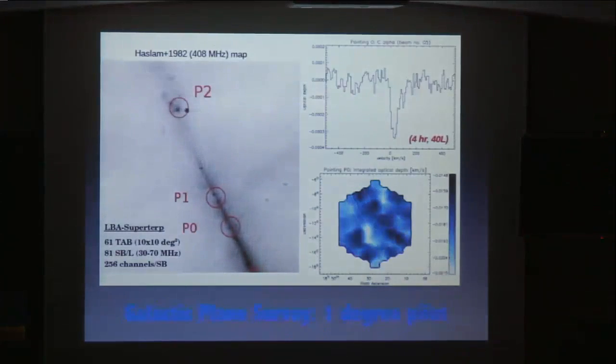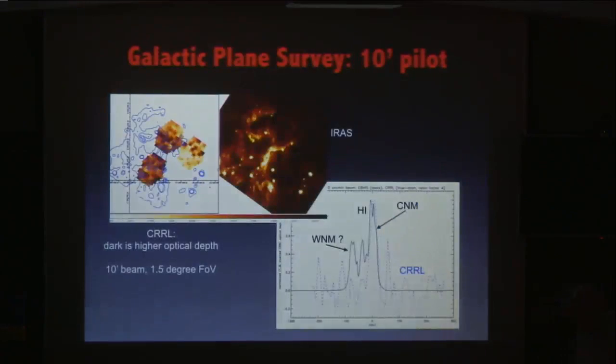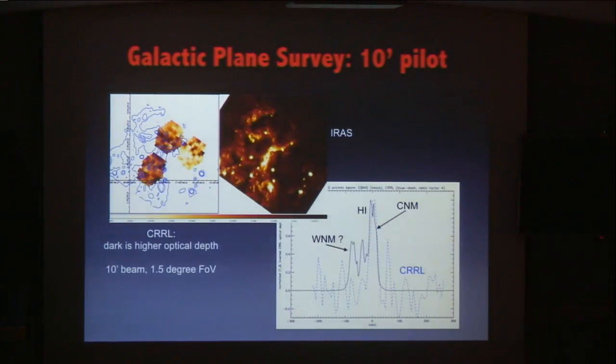Our goal is to do a survey of the whole galactic plane, where we see these lines in absorption against the radiation from the galaxy itself. So this is synchrotron radiation of the galaxy. And you can see here's about 4 hours of integration, about 40 lines stacked, and you get a very nice detection here. It's shown here, the light here is the larger optical depths, and the contours here are the continuum emission. This is a 1 degree pilot study. We have recently started a 10 arc-minute pilot study, and you can see here are the first results of it.